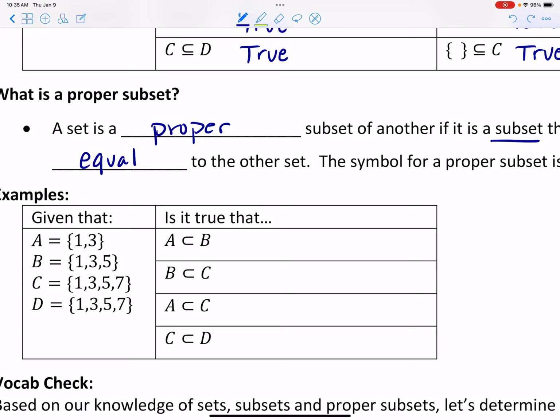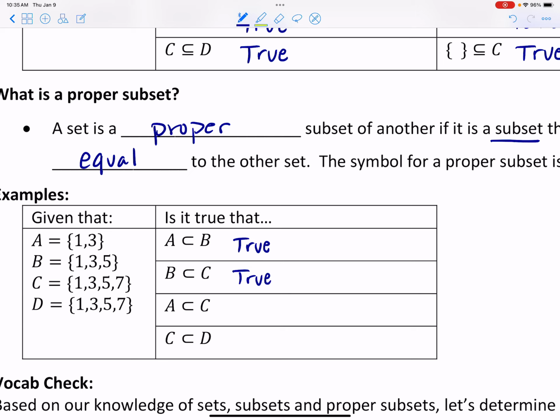Is A a proper subset of B? Can I make A from B? Yes, it's a subset. Is it proper, meaning not equal? Yes, so this is a proper subset. Is B a proper subset of C? Can I make B from C? Yes. Are they equal? No. Perfect. This is a proper subset.